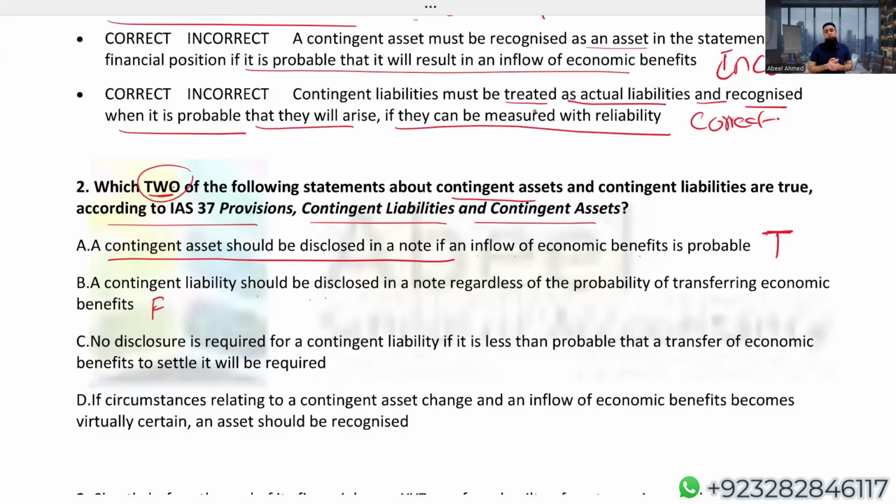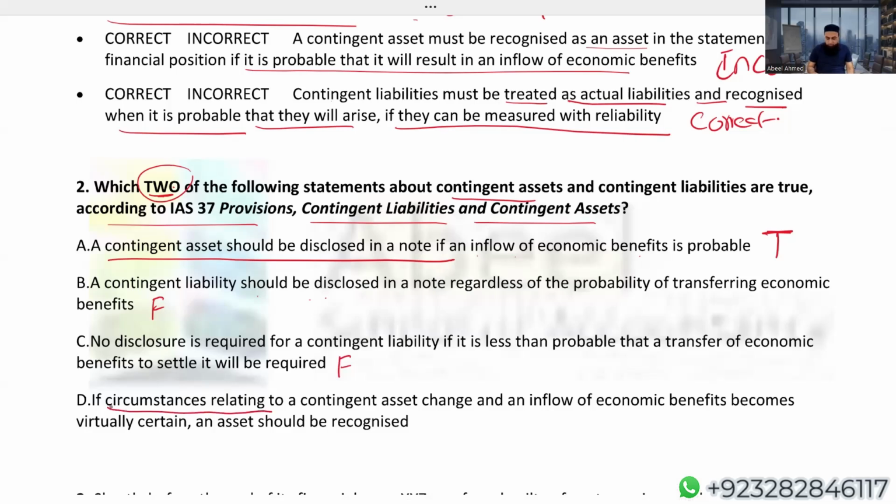What if the chances are only 5 to 10%? I will do nothing. No disclosure is required for a contingent liability if it is less than probable that a transfer of economic benefit to settle will be required. Again, I would say it's false. Why false? Look at this. Contingent liabilities with a probability less than probable, meaning less than 50%, then disclosure is required. You need to disclose.